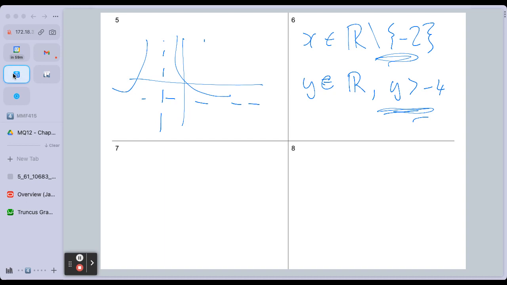Does that make sense? Interval notation would be fine as well for those who are used to it. So if I'd gone y is a member of -4 to infinity, that would be beautiful as well. That describes it very well as well.